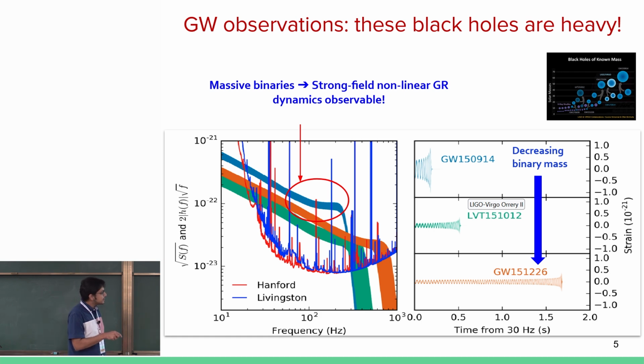So for example, the heaviest system that I'm showing here amongst these three has the shortest pre-merger part visible to LIGO detectors, and as you decrease the binary mass, the amount of inspiral that is visible to you increases.